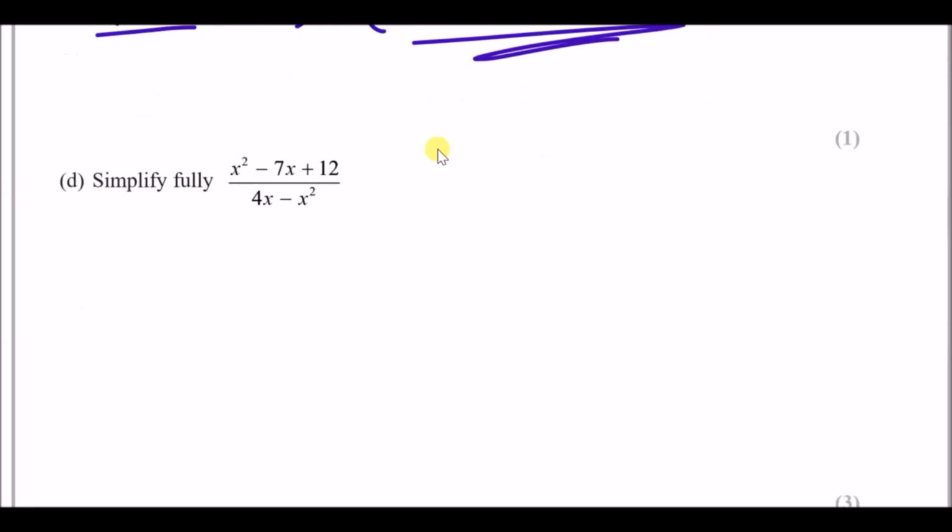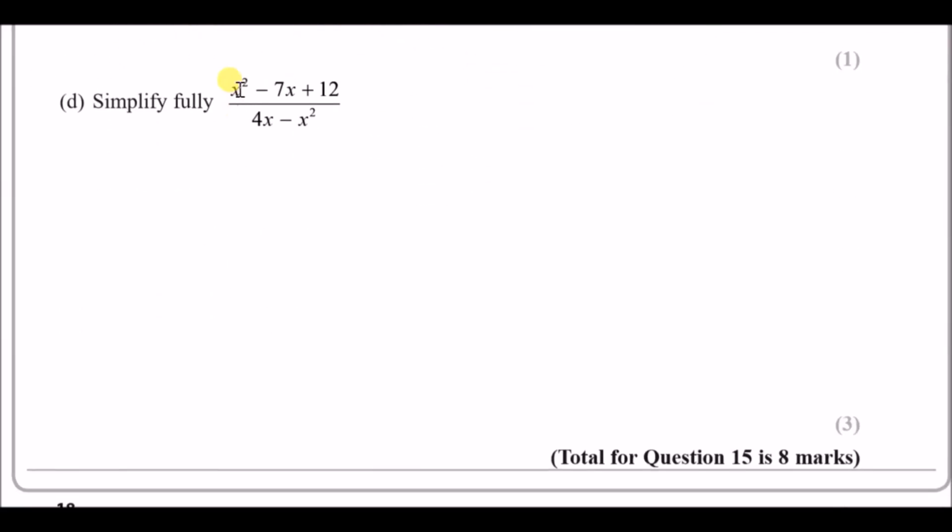Okay. As for d, simplify fully x squared minus 7x plus 12 all over 4x minus x squared. Okay, so in this case, you would have to factorize the top half separately and then the bottom half separately. So let's look at the top half first. So the top half is actually a quadratic equation. And the way that works is that you can factorize into double brackets. And because you work with x squared, it's going to be x on both of them.